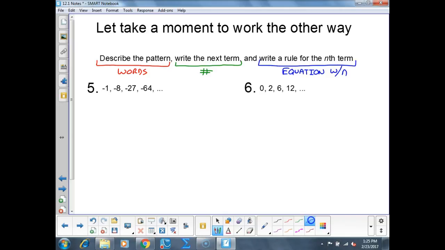Okay? So, find me the pattern in number 5. Somebody give me a pattern. I don't care if it's right or if it's wrong.